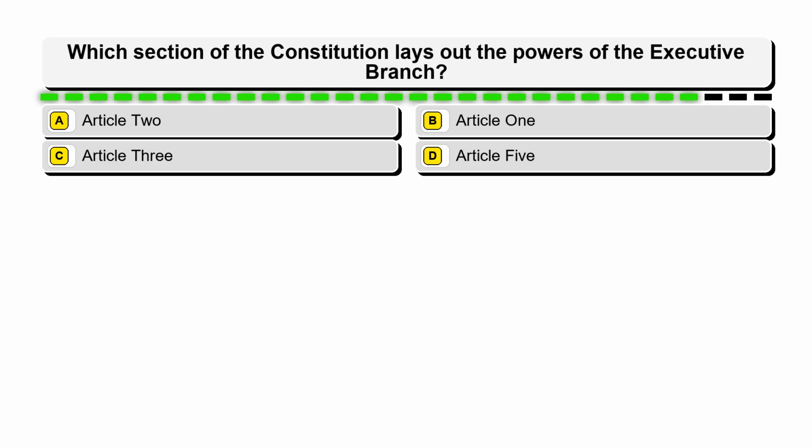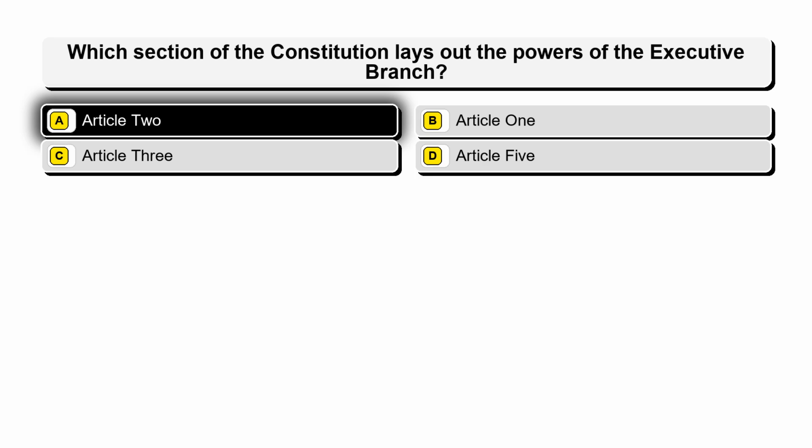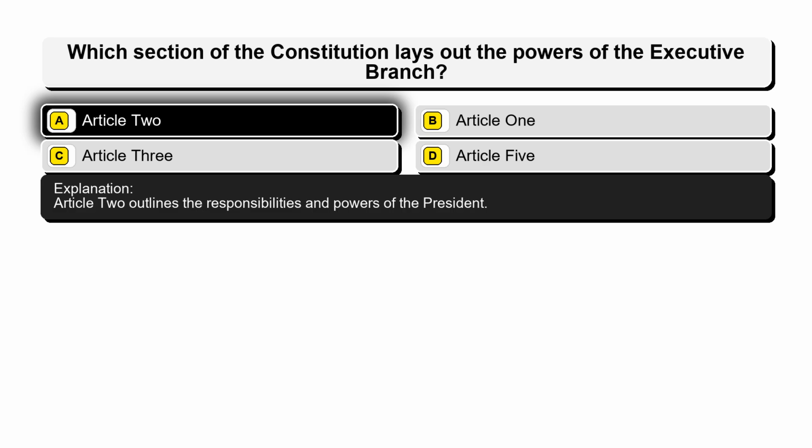Question 145. Which section of the Constitution lays out the powers of the executive branch? Option A, Article 2. Option B, Article 1. Option C, Article 3. Option D, Article 5. The correct answer is option A, Article 2. Article 2 outlines the responsibilities and powers of the President.